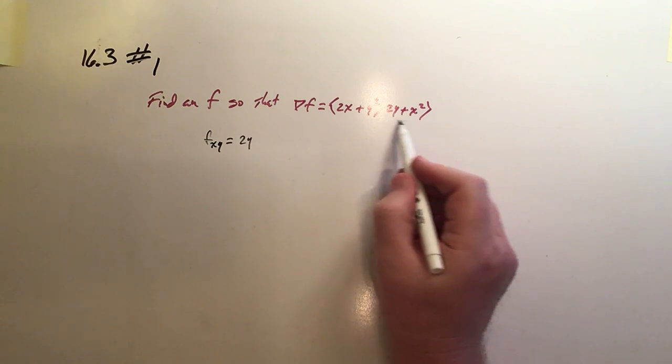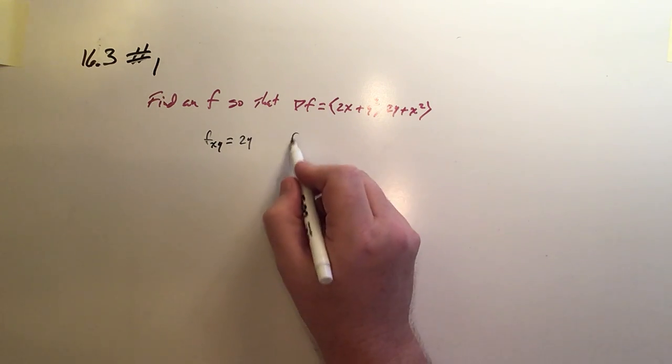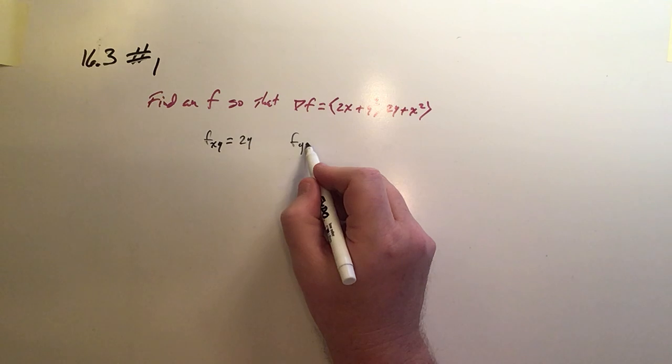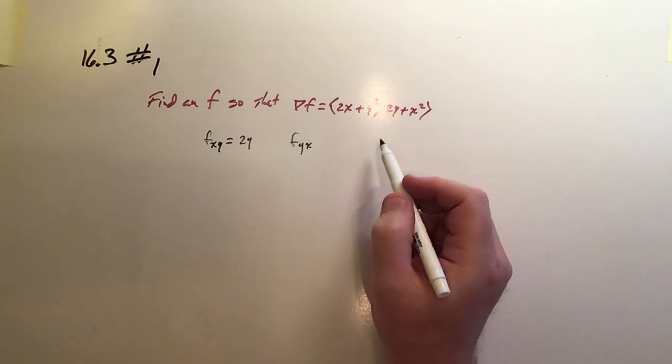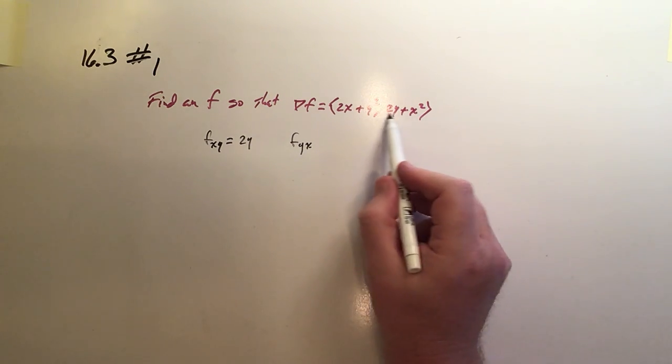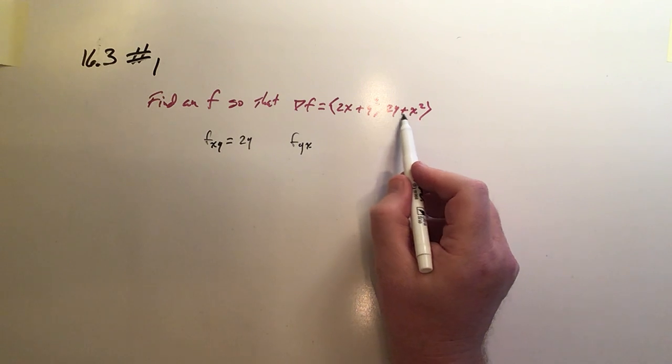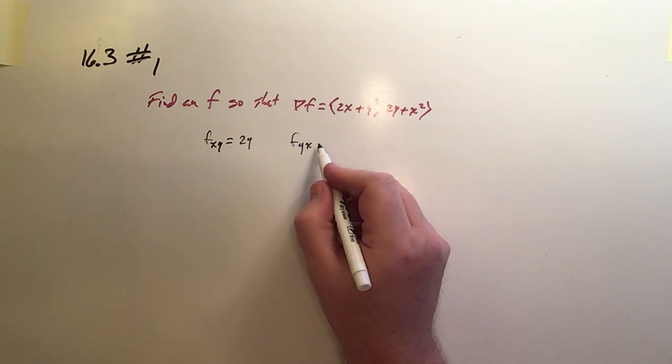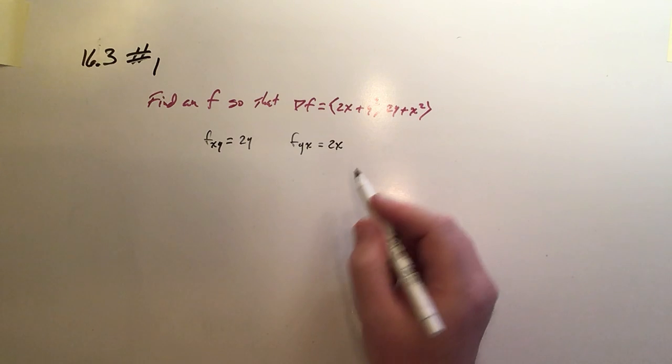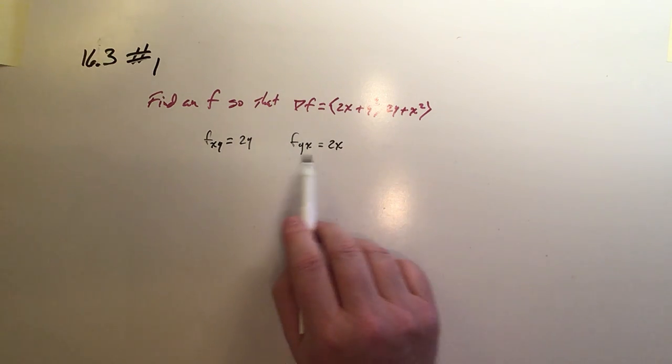And then this guy right here, that is the first partial with respect to y. So I'm going to take the second partial, the mixed partial of fyx. This guy fyx, again, this is 0, this is 2x. And unfortunately, the mixed partials are not equal.